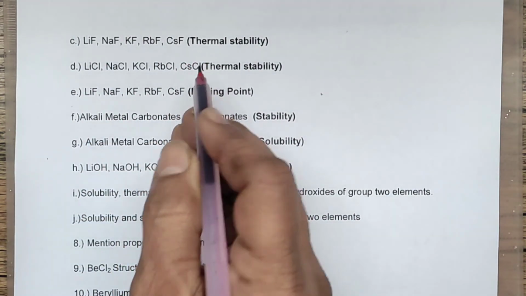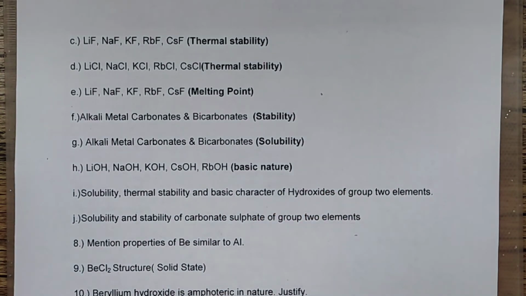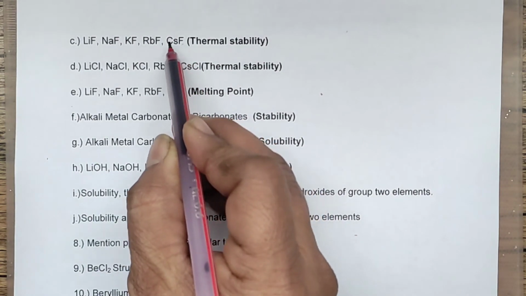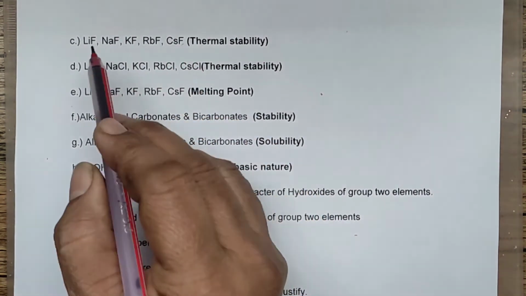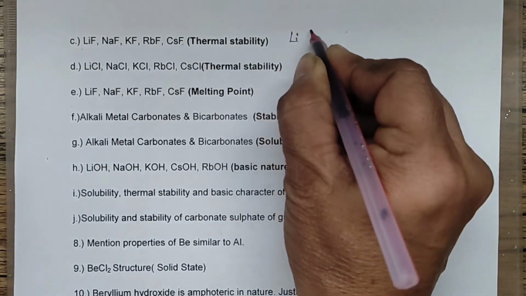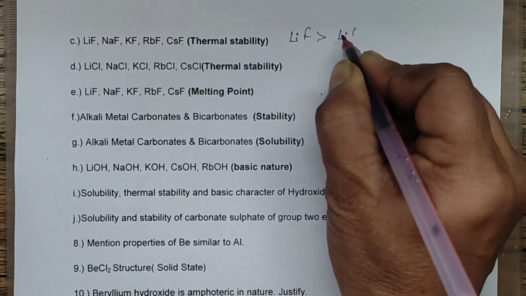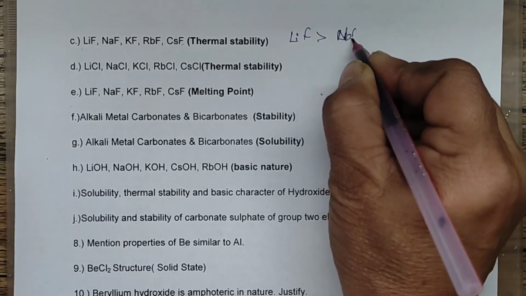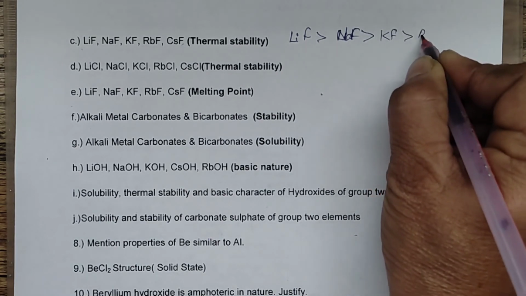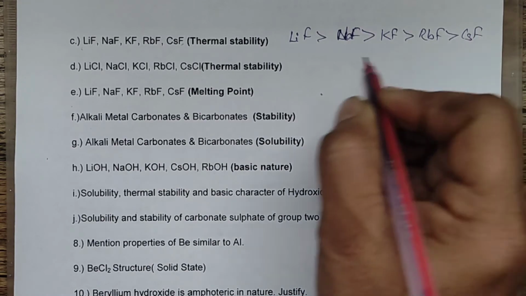Now suppose you are asked for the thermal stability of these fluorides. Check for comparable size. If the size of cation and anion are comparable, then the bond formed will be strong. Fluorine is a smaller size halogen, so it will form a stable compound with the smaller cation. So the order for the thermal stability will be, LiF is maximum, then you have NaF, then KF, RbF, rubidium fluoride, and the least is cesium fluoride.